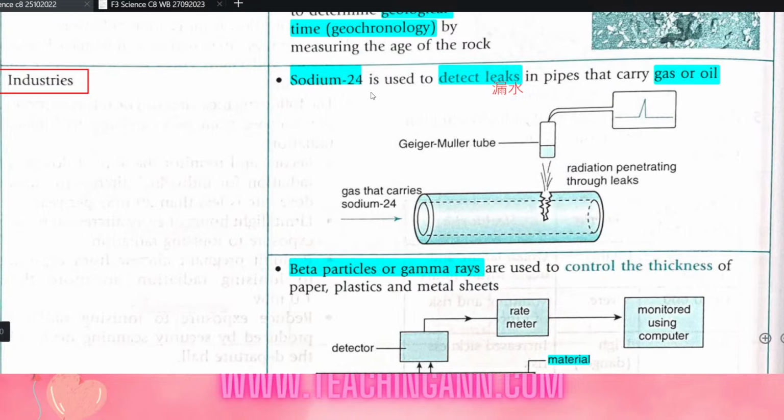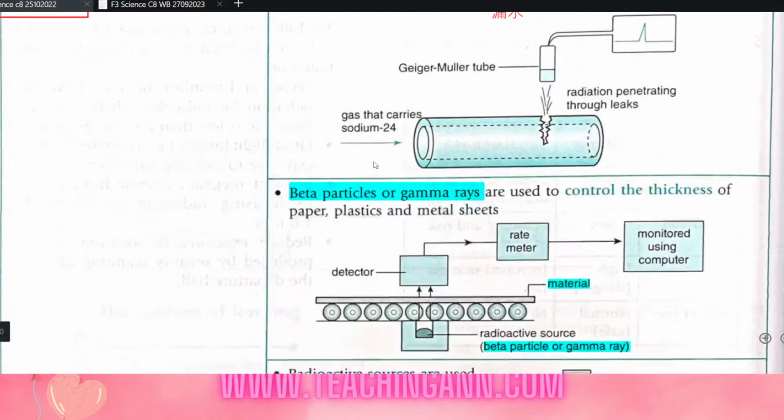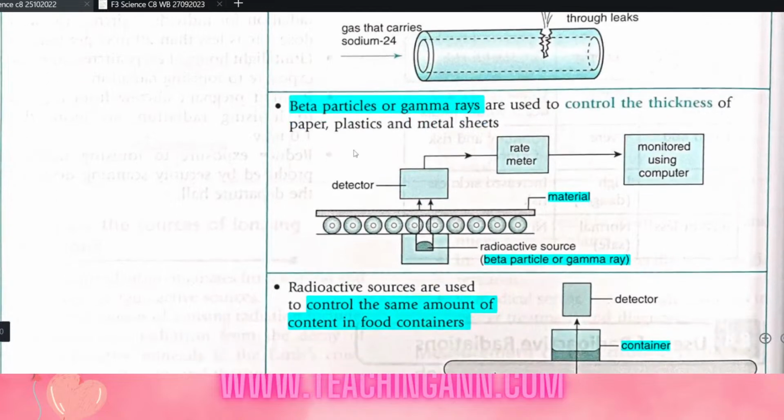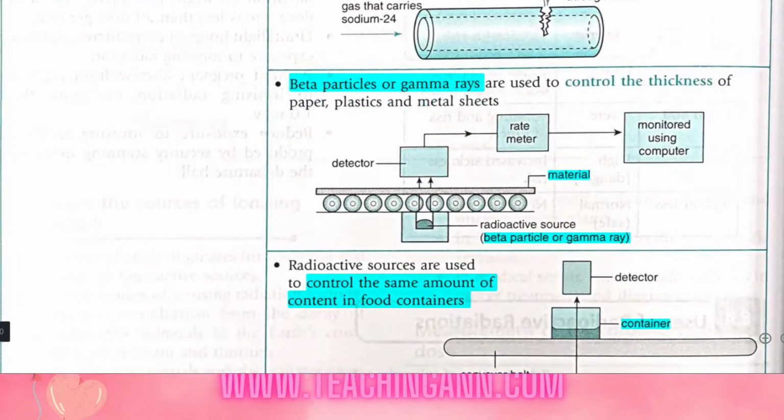This one actually deteriorates very fast. Sodium-24, if I'm not mistaken, is gone within a few hours. The half-life is very short. So yeah, and then this one, I want you all to take note because the exam always comes out with this one. So beta particles and also gamma rays, we use them to control the thickness of paper. Why? Because you know that this thing can penetrate and cannot penetrate.